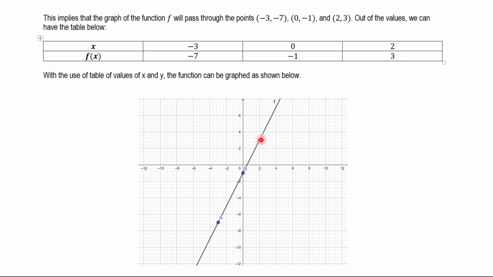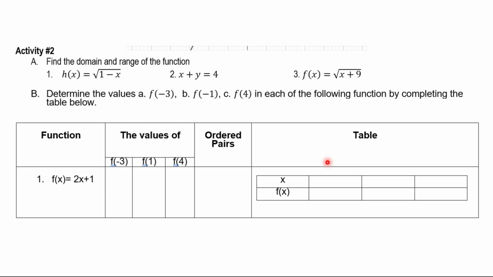2, 3. Again, for you to check yourself if you followed our discussion in week 4, you answer this one, activity number 2, A and B. Find the domain and range of the function. Answer 1, 2, and 3. Then this one, letter B. The solution here will be shown later, for activity number 2. Again, before you look at the answer key, please answer it on your own so you can check if you understood.